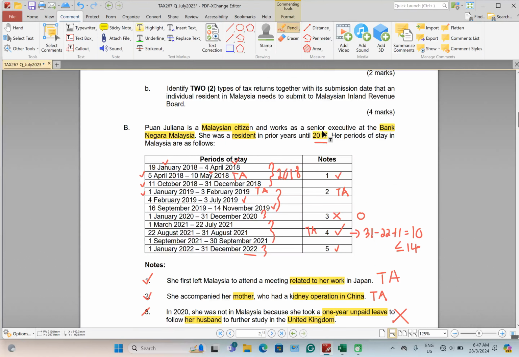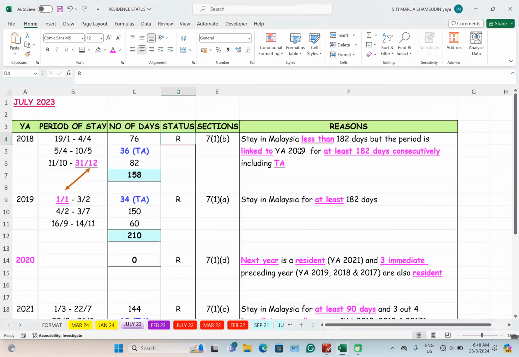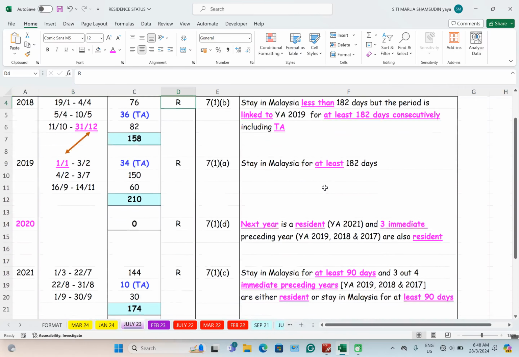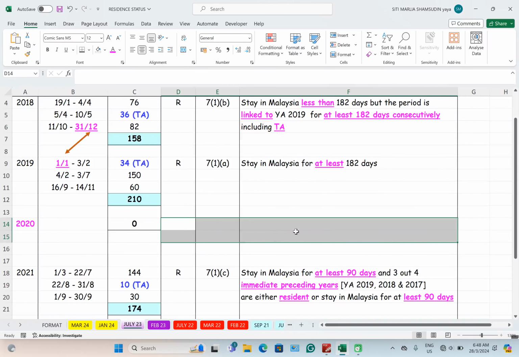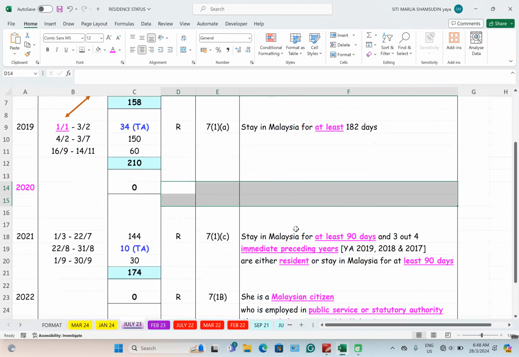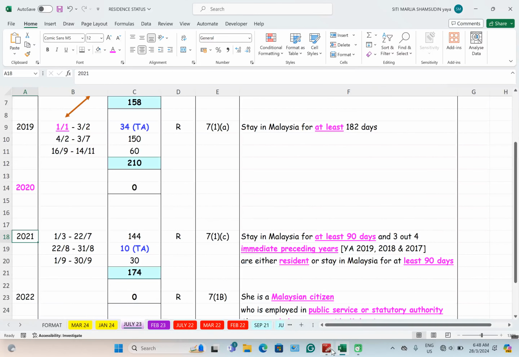2017, question already mentioned. She was a resident in prior year until 2017. 17, also resident. So second condition, guys, of course, we fulfill second condition. So now let's take a look on the first condition. Next year is a resident. Okay, let's do it for next year, 2021.